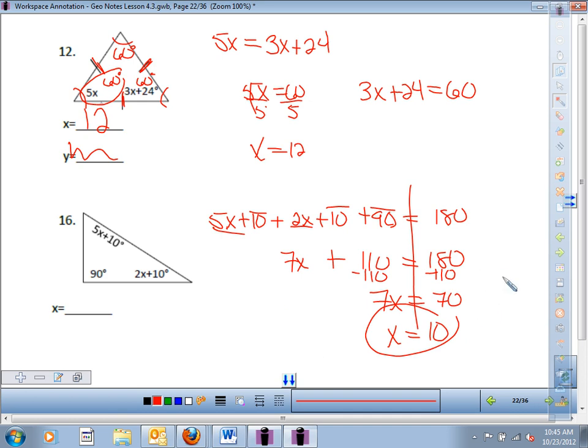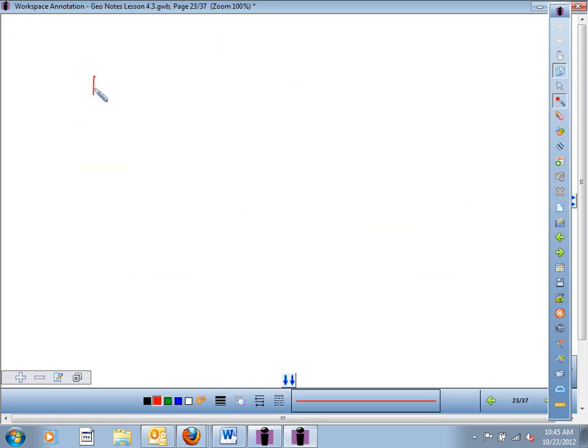Okay, so that's a little review. So your homework for today will be just do the Math Excel. Our homework for the day was the Math Excel 4.3 dealing with isosceles and equilateral triangles.